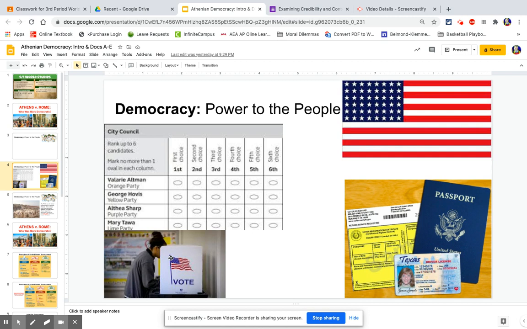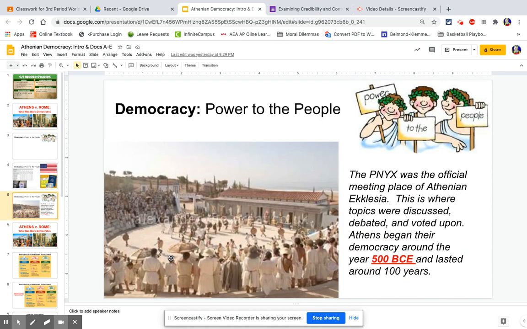However, there are different ways that different countries and ancient places gave power to the people, and it was actually kind of cool. In ancient Athens, they used to have a place called the Pnyx. That is this location right here. It's essentially like a little dome, almost looks like a football field.